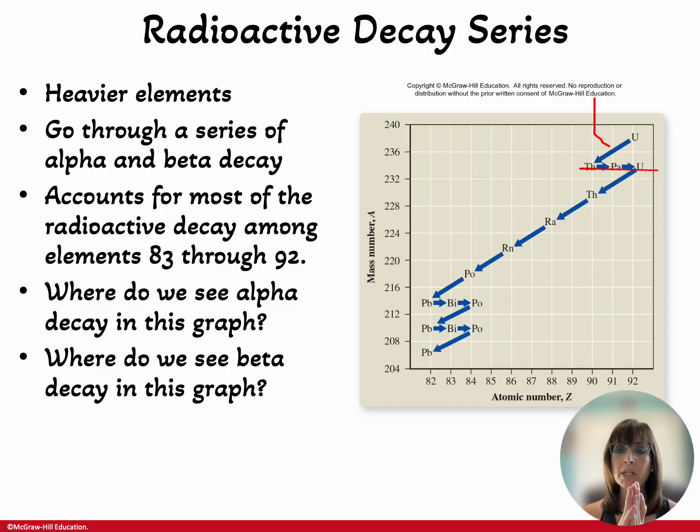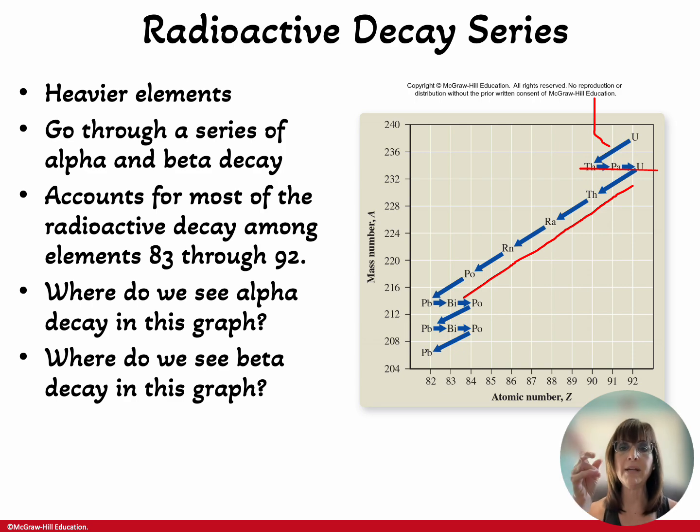And then it changed one more time. It went from, sorry, you guys, I wrote on it, I can't read, Pa to uranium, it looks like. Again, beta. So when it's flat, it's beta, because the mass isn't changing, but the atomic number is. And then you'll notice this very, very long line of alpha decay. And then another series of beta followed by alpha, beta followed by alpha.